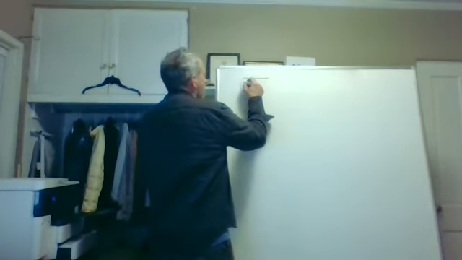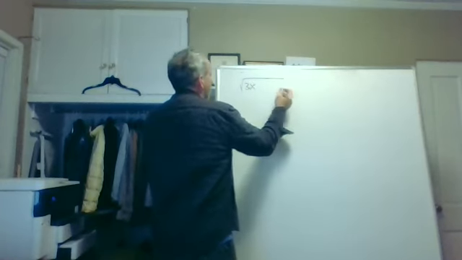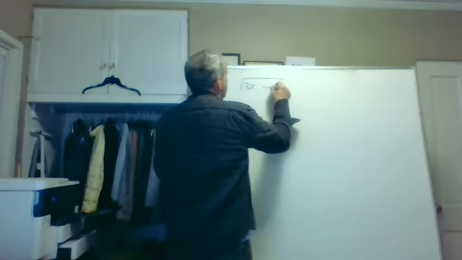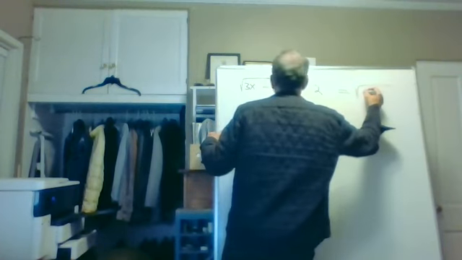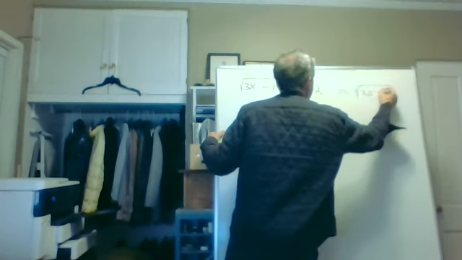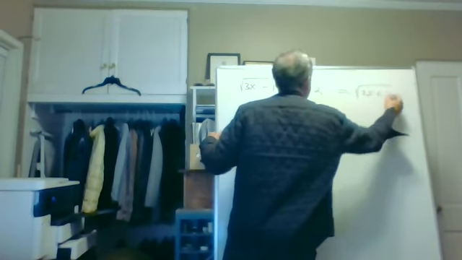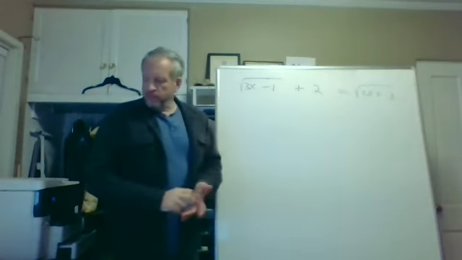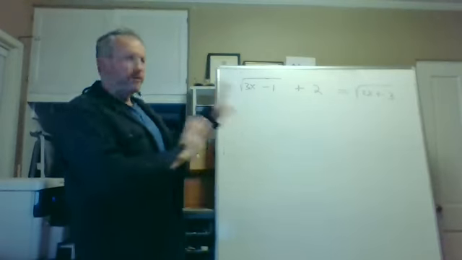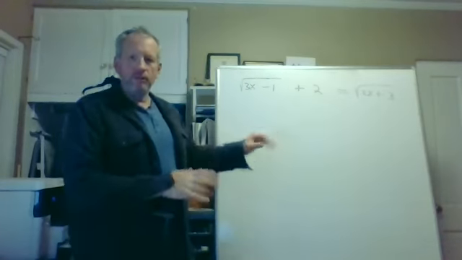So say we have the square root of 3x minus 1, plus 2. So that 2 is not underneath the square root sign, equals the square root of, let's say, 2x plus 3. So think of this as a challenge. Try solving this problem, and I'll solve it on the next video.